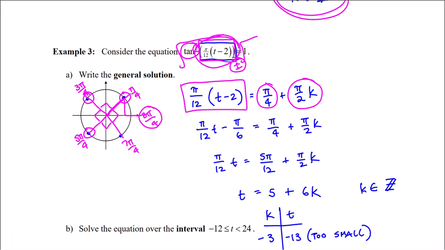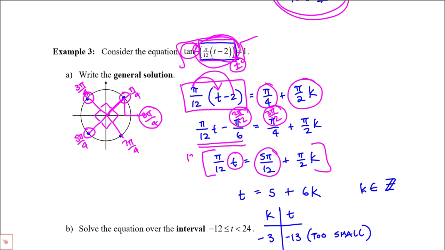I'm going to distribute the pi over 12, and I get to here. So this is 2 pi over 12, and this is 3 pi over 12 to get a common denominator. If I add the 2 pi over 12 to the 3 pi over 12, I get the 5 pi over 12. Now to get t by itself, I have to multiply both sides by 12 over pi.